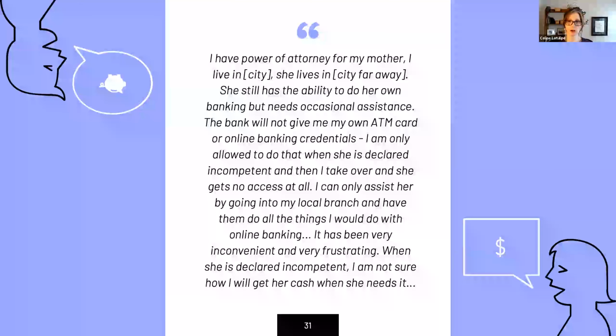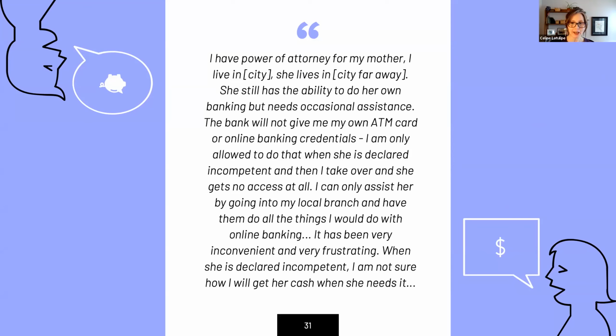And so I'd like to share this quote with you. So this is from one of our participants. And he said, I have power of attorney for my mother. I live in this one city, and she lives in another city that's far away. She still has the ability to do her own banking, but needs occasional assistance. So this is important. There's a tendency to think somebody can do their own banking or they can't, and it's black and white, but there's a lot of gray in the middle where somebody just needs occasional help.